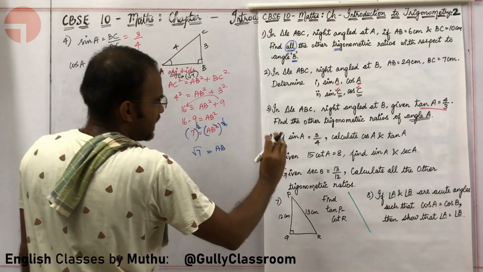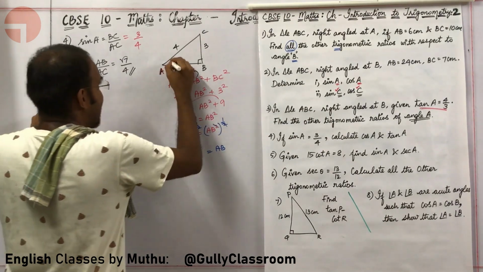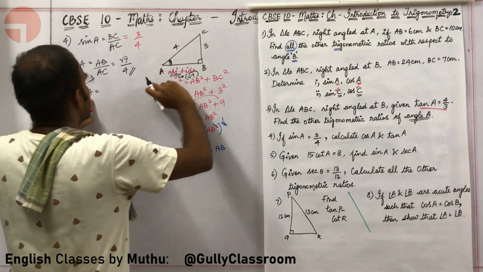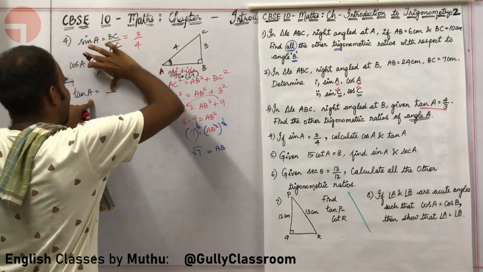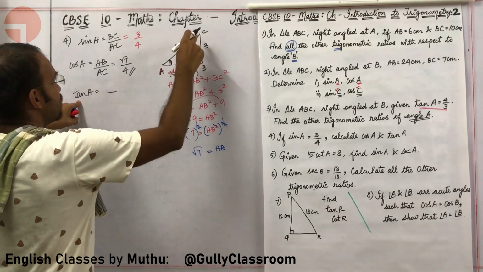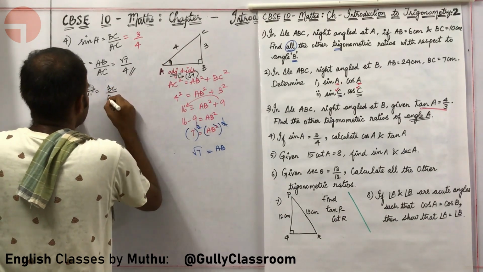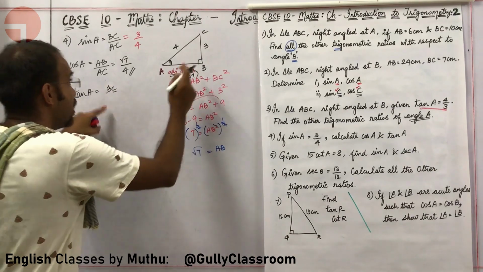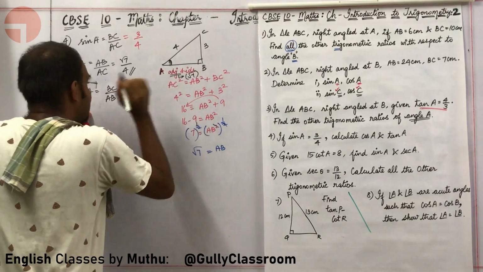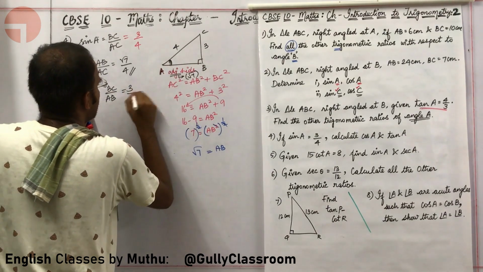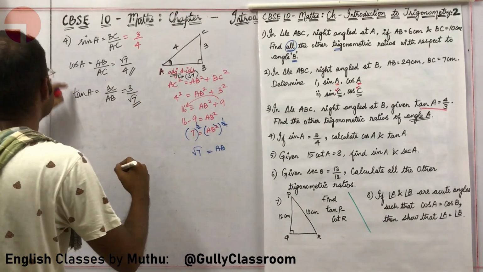Okay, what next? They are asking us to calculate tan A with respect to angle A. What is the opposite side? Opposite side is 3. Let us write it as values of the sides of the triangle. Tan A means opposite side by adjacent side. BC is the opposite side, AB is the adjacent side. I am writing BC as 3 and AB as root 7. That is basically the value of cos A and tan A.